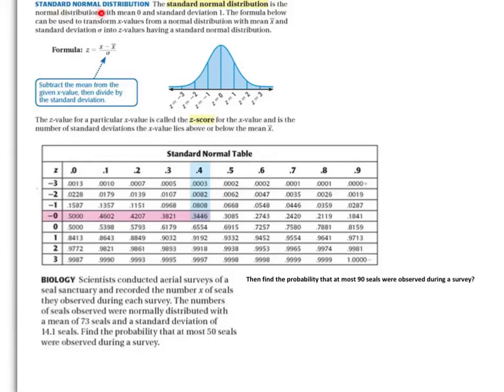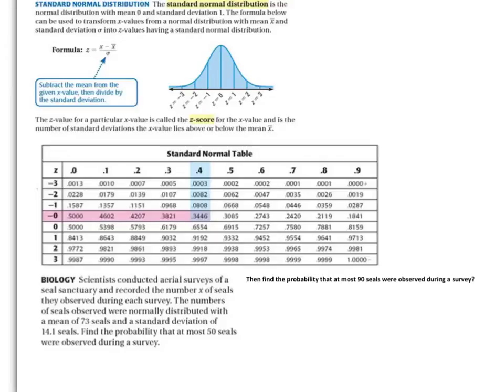Alright, so standard normal distribution. The standard normal distribution is the normal distribution with mean 0 and a standard deviation of 1. So that means the average is 0 and the standard deviation is 1. Okay? The formula below can be used to transform x values from a normal distribution with mean of x bar and the standard deviation of sigma into z values having a standard normal distribution. Okay? So if you look at this table here, see how it says z equals 1? That means it's one standard deviation. Doesn't matter what that standard deviation equals, but it's one standard deviation away from the mean. When z is 2, that means 2 standard deviations. If it's negative 2, it means 2 below. Okay?